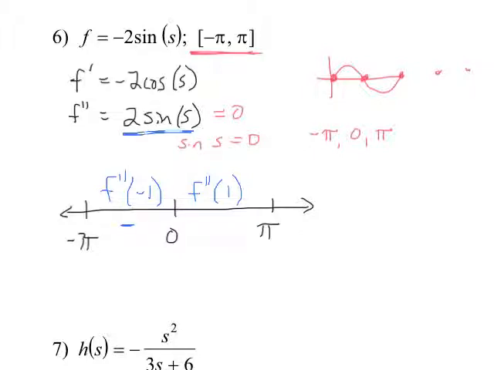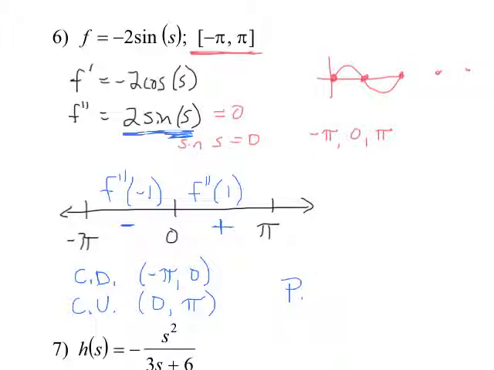And if I stick f double prime of positive 1 into the function, I will get a positive answer, which tells me that we are concave down from negative pi to 0 and concave up from 0 to pi, and that we have a point of inflection. I think I forgot to do this on the other ones. A point of inflection at x equals 0. So that's where we switch from concave down to concave up.